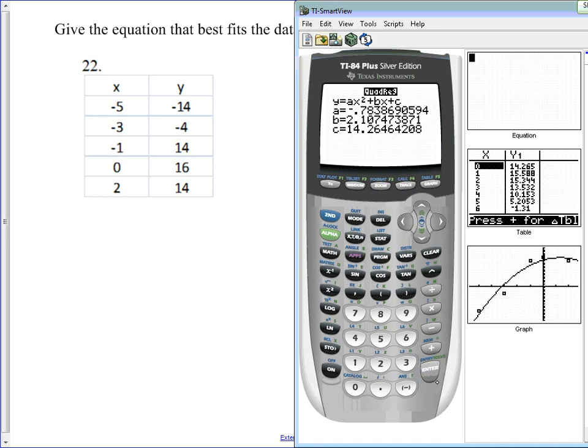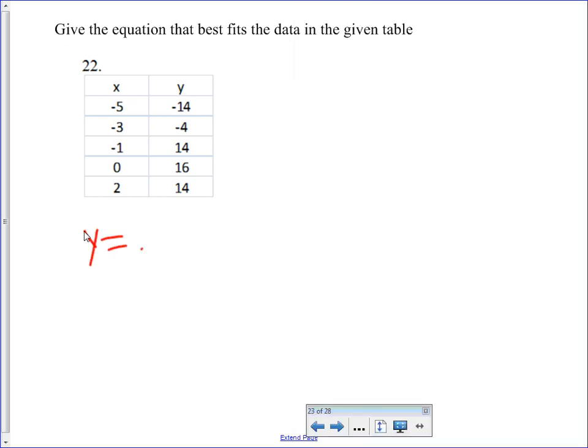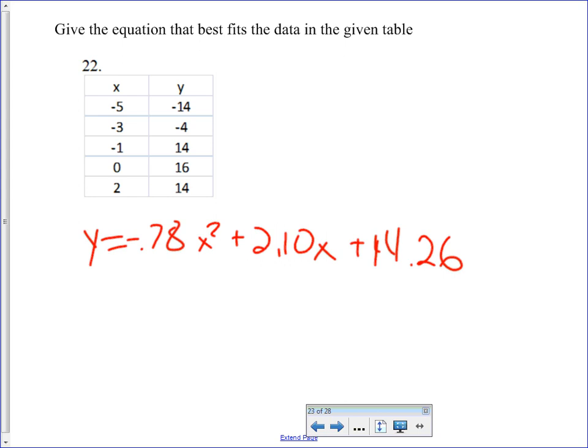And so what I'd recommend is only going to a few decimal places. So this is going to be y equals -0.78x squared plus 2.10x plus 14.26. And there's our equation.